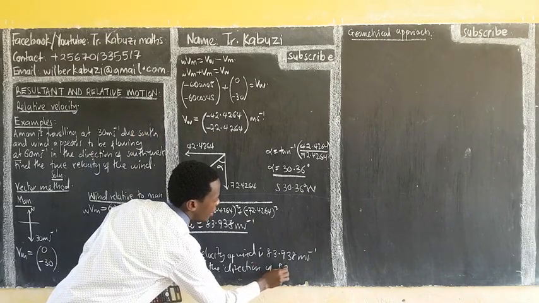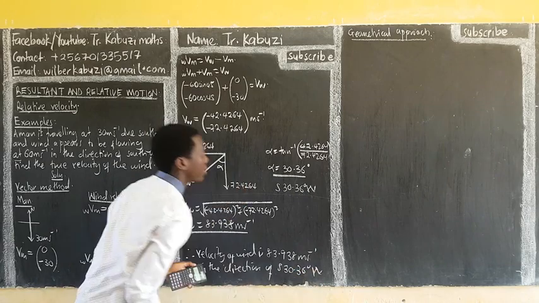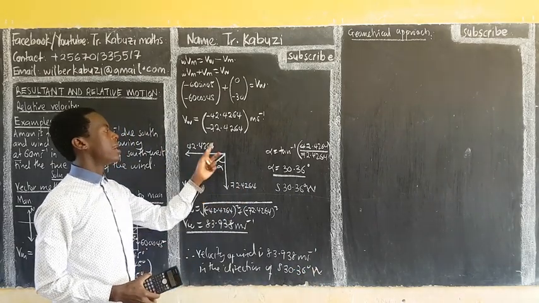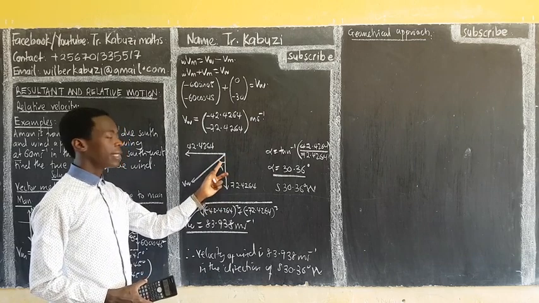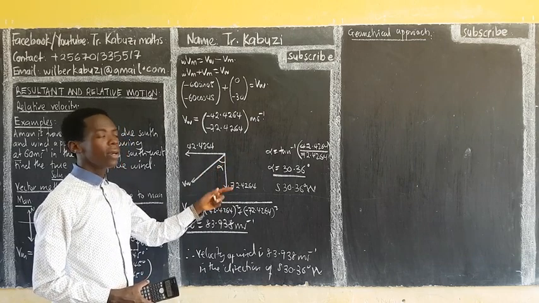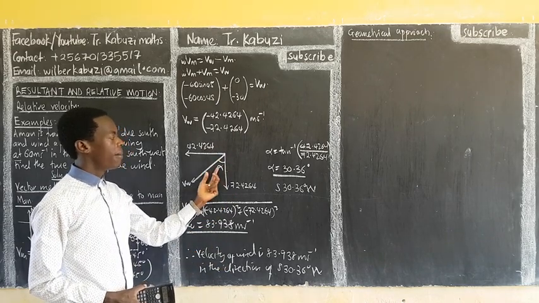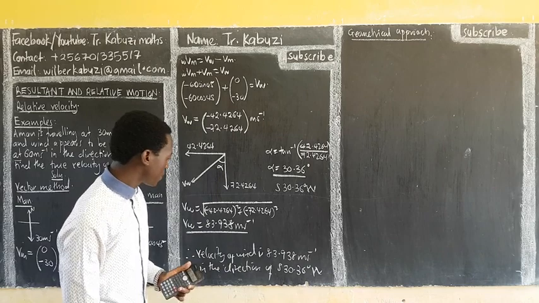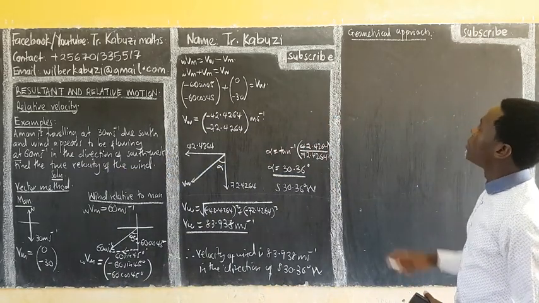South, 30.36 degrees towards the west. Or you can get this, and then you get from the north line, then you get this angle. So you get 180 plus this, and then you can say in the bearing of 180 plus alpha. So it's up to you. So that's the vector approach. Let us come to the geometrical approach.